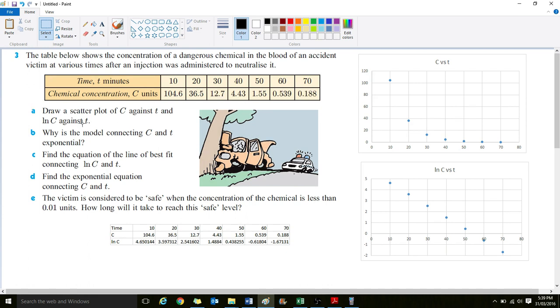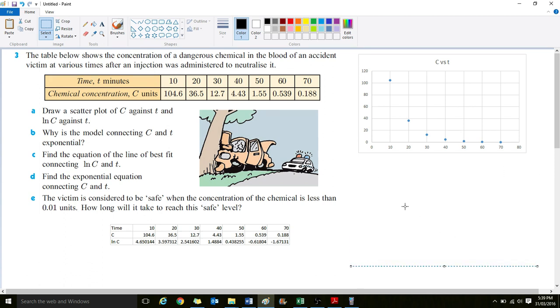So part A says draw a scatter plot of C against T. Okay, and that's what I've done here using Excel. All right, and draw a scatter plot of ln C against T. Okay, so there's my three variables. I've got time, the concentration, and the natural logarithm of the concentration. And when we do the natural logarithm of the concentration against time, it appears linear.